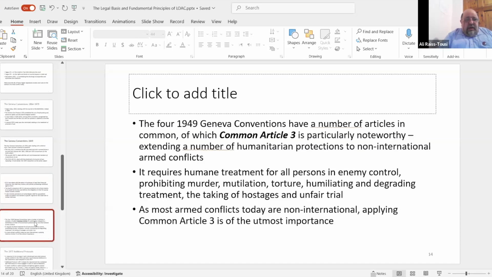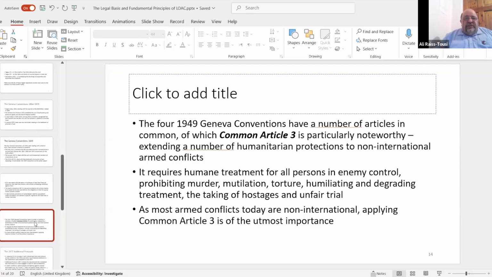Right, moving on. The 4 Geneva Conventions of 1949 have a number of articles in common. So although they deal with 4 completely separate issues, they have articles that are exactly the same across all 4. They are known as the common articles. Common Article 3 is very important in this regard. It extends the protections that exist in international armed conflict to non-international conflicts.